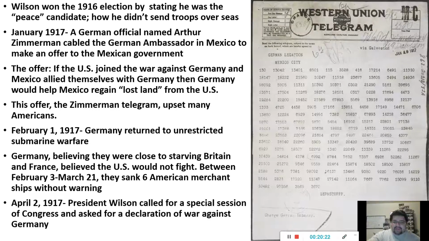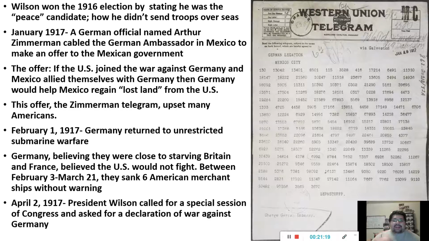This is the message right there, as you see in the paper. That's the message. It's sent in code. And it was basically told, hey, give this offer to the Mexican government. And here's what the offer said. If the U.S. did join the war and win against Germany, Germany would say, then tells Mexico, ally yourself with us, and then we will help you regain your lost land, which is California, Arizona, New Mexico, Texas, Nevada, Colorado, places like that. Like, we will help you get that land back if you side with us and you attack the United States too. Then we will help you get back that lost land.